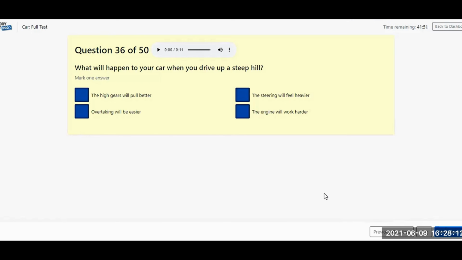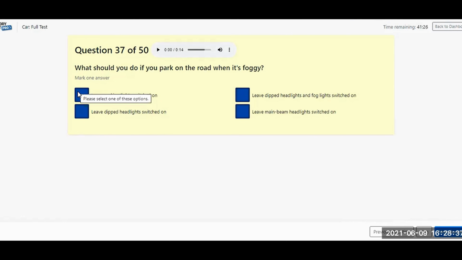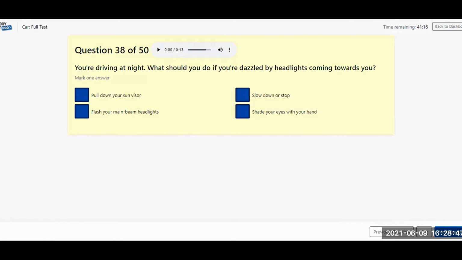What will happen to your car when you drive on a steep hill? The engine will work harder. Your engine needs power to go up hills. What should you do if you park on the road when it's foggy? Yes, you leave your parking lights on, or we call it side lights or tail lights on, so people can see you easily when you park your car.